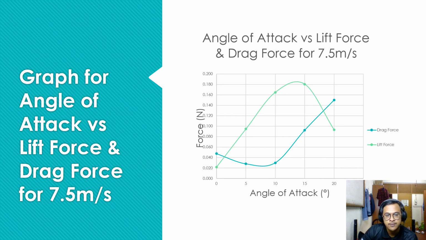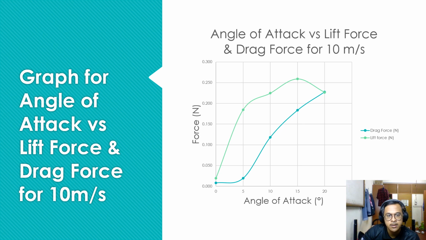For the graph of angle of attack versus lift force and drag force for 7.5 meter per second, we can observe the same pattern occurring, where the highest lift force occurs around 15 degree, and the highest drag force occurs around 20 degree angle. From the data, we can observe that around 50 degree angle is the critical angle, as the lift force is maximum at somewhere around 15 degree, and anything above an angle of attack of 50 degree is the stall, which will be explained more in the discussion part.